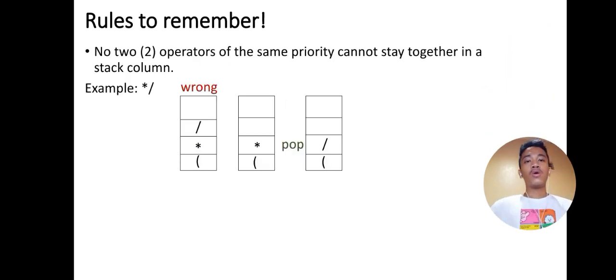Next, no two operators of the same priority can stay together in a stack column. For example, multiplication and division have the same priority. So if in our stack we have parentheses, multiplication, and division, this is wrong. What we need to do is pop the element that comes before the division symbol, that means the multiplication symbol, so we can input the division symbol here. What happens to this symbol? We will answer that in our example.